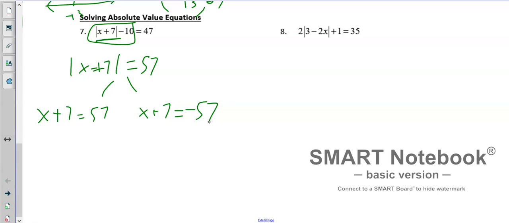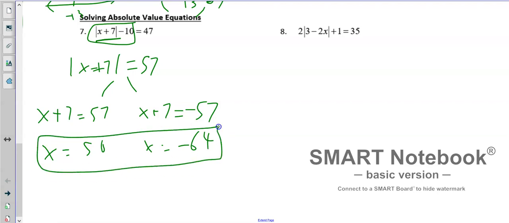Don't branch off too soon. Now when I subtract 7, I get x equals 50 and x equals, when I subtract 7 here, we get negative 64. You borrow $57, you borrow $7, that gives you $64 in debt. All right? Number 8, don't branch off.